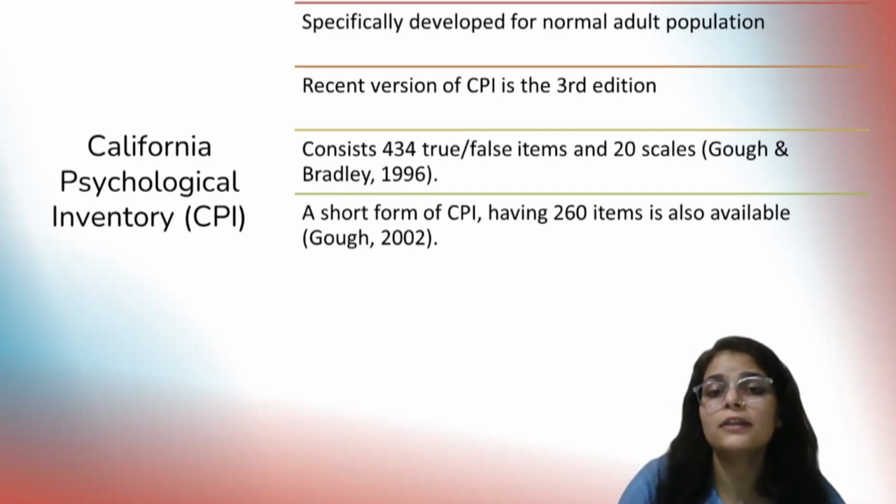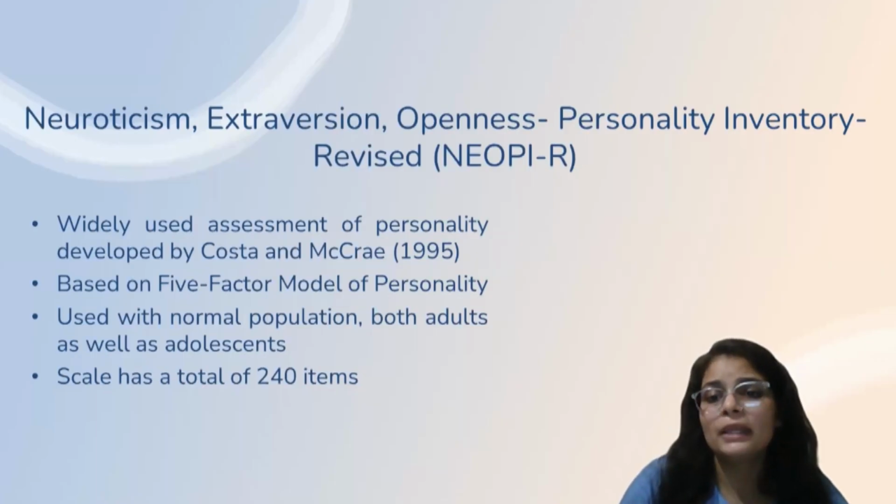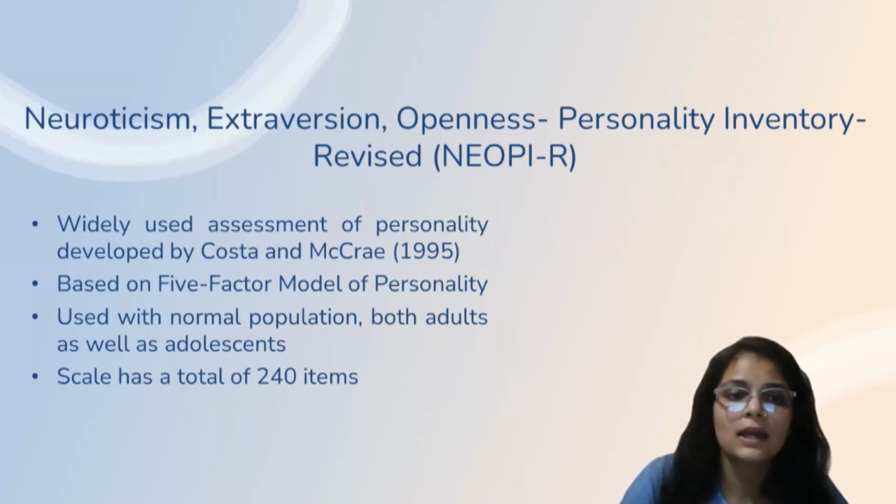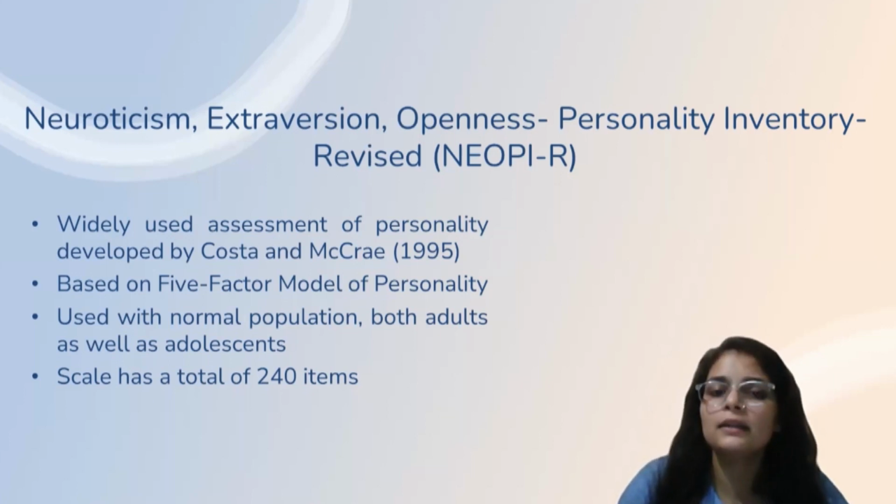It consists of 434 true or false items and has 20 scales. A short form of the CPI was also developed by Gough in 2002, which has 260 items. Moving ahead is the NEO-PIR, which is the Neuroticism, Extroversion, Openness Personality Inventory Revised. It is a widely used assessment of personality, developed by Costa and McCrae in 1995.